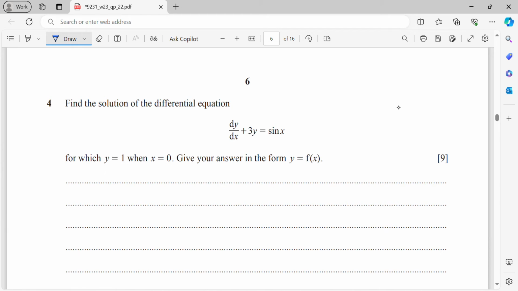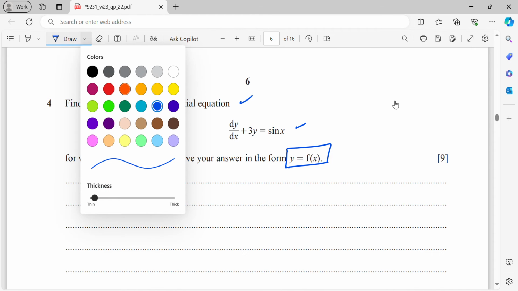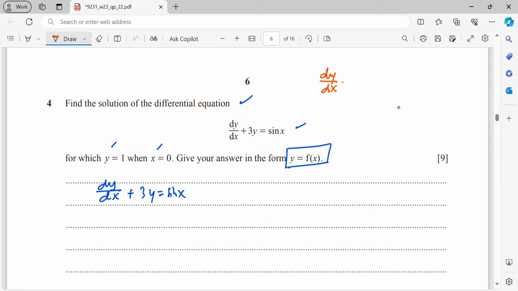Now next question, number 4. Find the solution of the differential equation dy over dx plus 3y equals sine x, where x equals 0 when y equals 1, and give your answer in the form y equals f(x). So now dy over dx plus 3y equals sine x. Compare with the general form dy over dx plus y p(x) equals q(x). Then the integrating factor is e to the integral of p(x) dx.